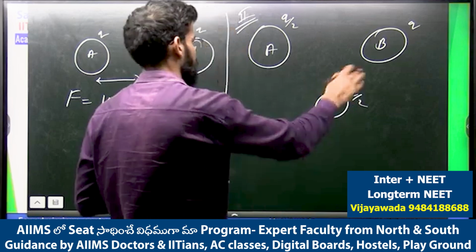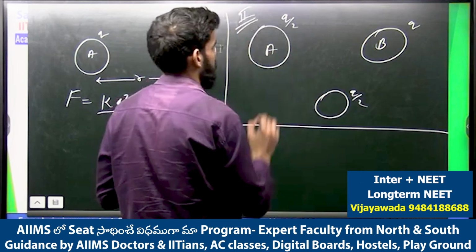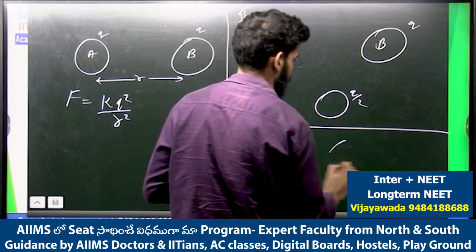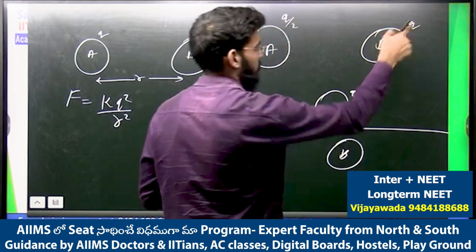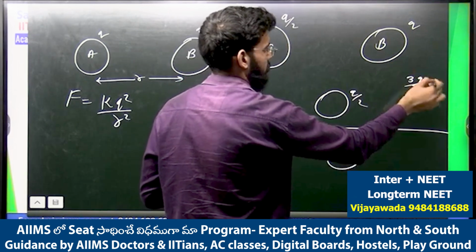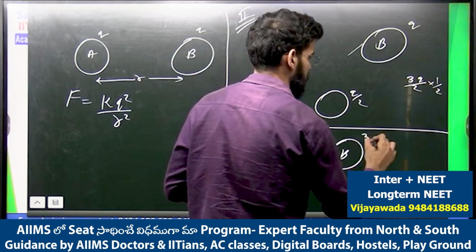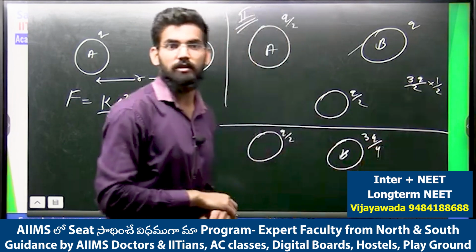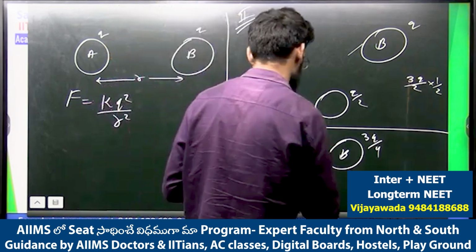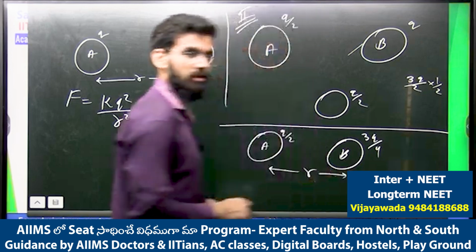So when it goes in contact, what will you solve? Here A stays with q by 2, and B will become Q by 2 plus q, which is 3q by 2. Equally distributed, so half in this, half in this, so each will have 3q by 4. That is the charge they will have. So these are the two charges, separated by a distance r. Got it?